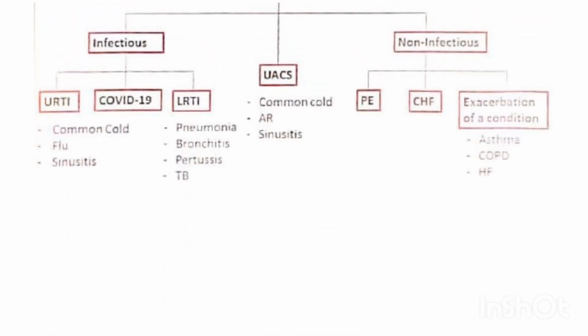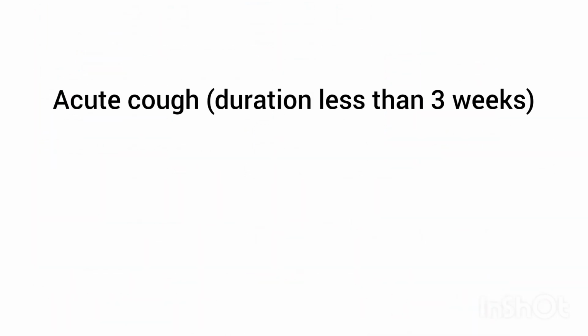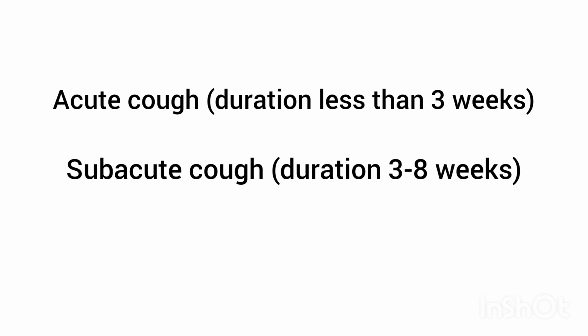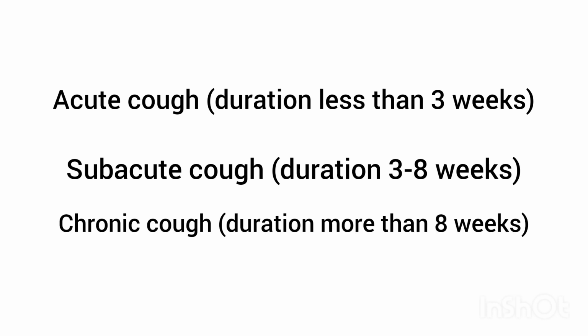Here are some of the diseases that might be associated with cough. The cough can be classified as acute, which has a duration of less than 3 weeks, and it's most commonly caused by viral upper respiratory tract infections such as the common cold. Subacute cough has a duration of 3 to 8 weeks, and it's commonly caused by infection, bacterial sinusitis, and asthma. Chronic cough has a duration of longer than 8 weeks.